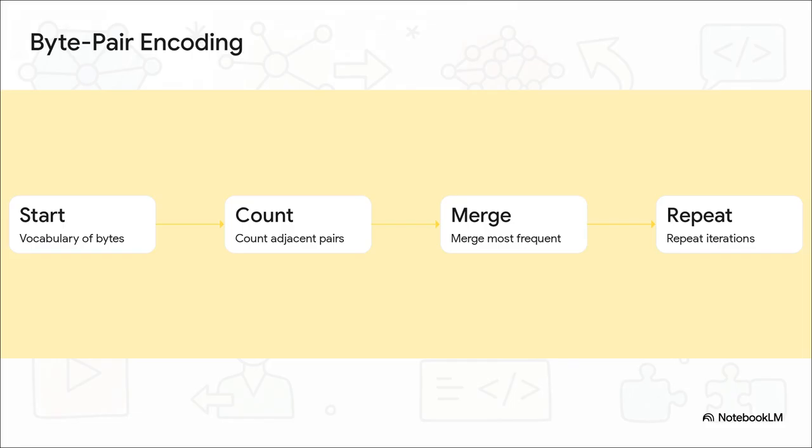And it works like this. You start with a baseline vocabulary of just individual bytes or characters. Then you scan your massive text corpus and count every single adjacent pair. You find the most frequent pair, let's say it's T and H, and you merge them into a brand new single token, TH. And then you just repeat over and over.